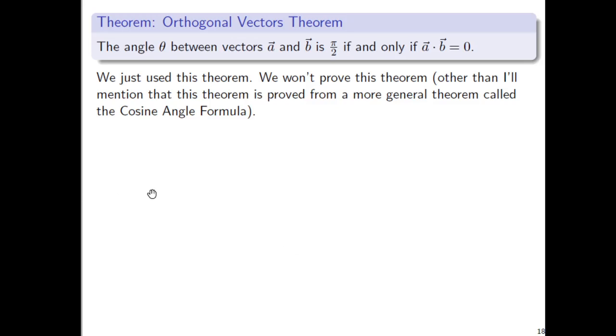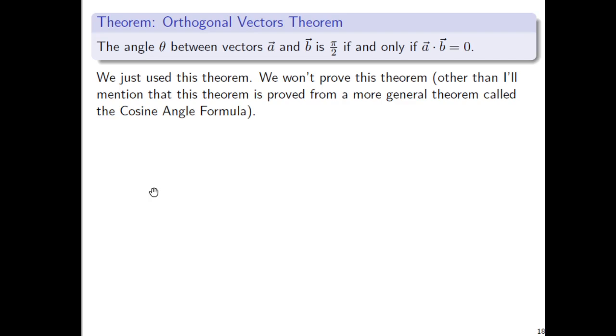Okay, we've hinted at it enough, but we should actually state it. There is a theorem, which I'll just call the orthogonal vectors theorem. I don't know if that's the official name for it. But the angle between two vectors, A and B, let's call it theta, is pi over 2 radians if and only if A dot B equals the zero scalar.